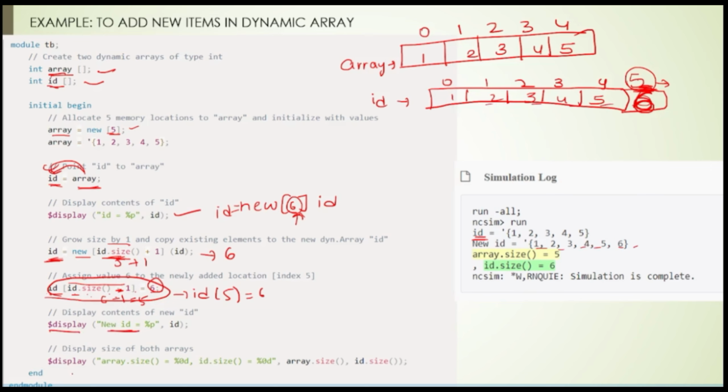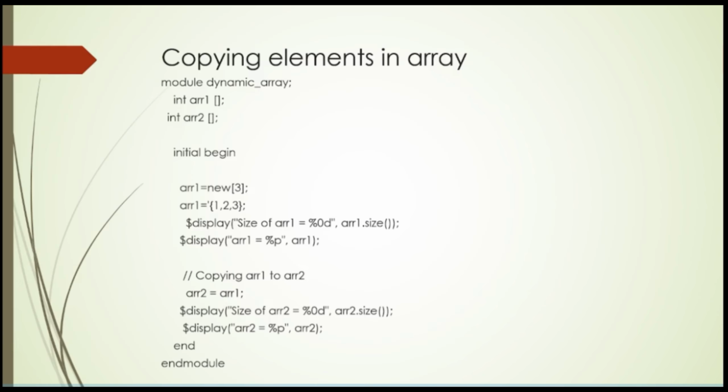Okay, now after displaying this, I want to display the two array sizes: array size and id size. If you see here, what is my array size? My array size is 5: 1, 2, 3, 4, 5. And then my id size is 1, 2, 3, 4, 5, 6. So array size is 5, id size is 6. Okay, clear? Yes. So this is the example for how to add and delete items.